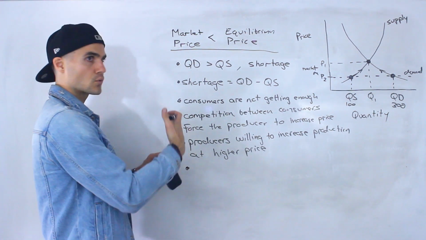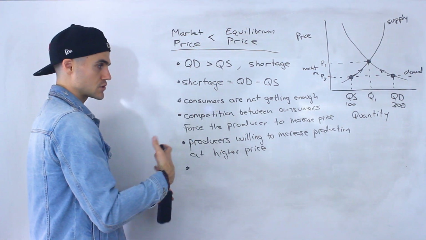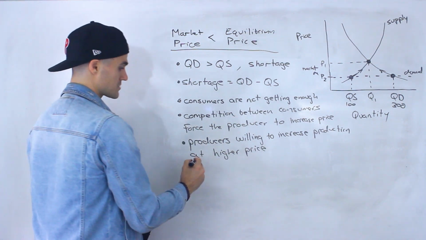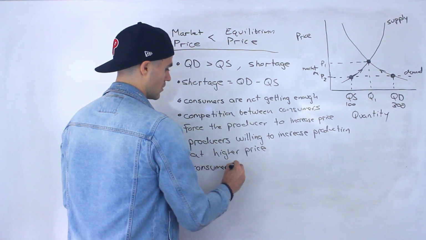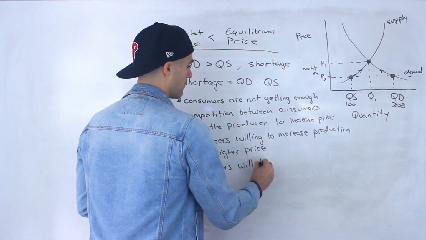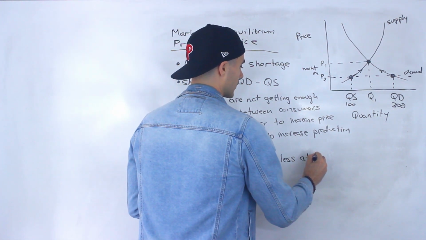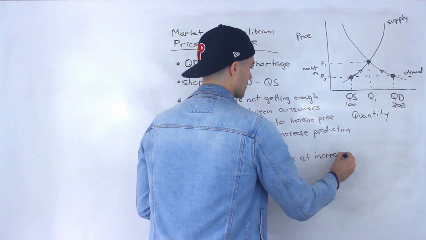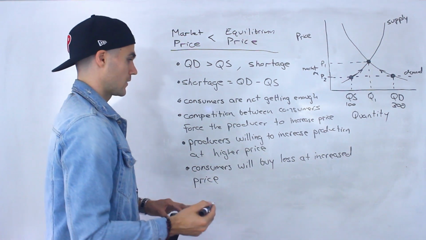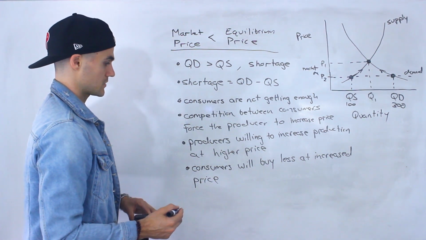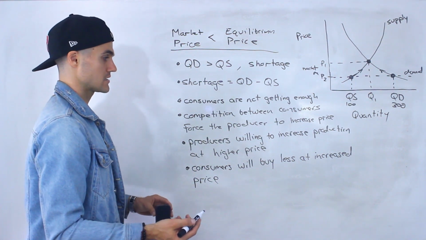But unfortunately, there's going to reach a certain point where consumers are going to start buying less at that increased price. So eventually consumers will buy less or demand less at the increased price. You could use different words here. Maybe these aren't the best words that I'm using. But hopefully you get what I'm saying here. Hopefully you intuitively understand what's happening here, the flow of it. So consumers will buy less at that increased price.